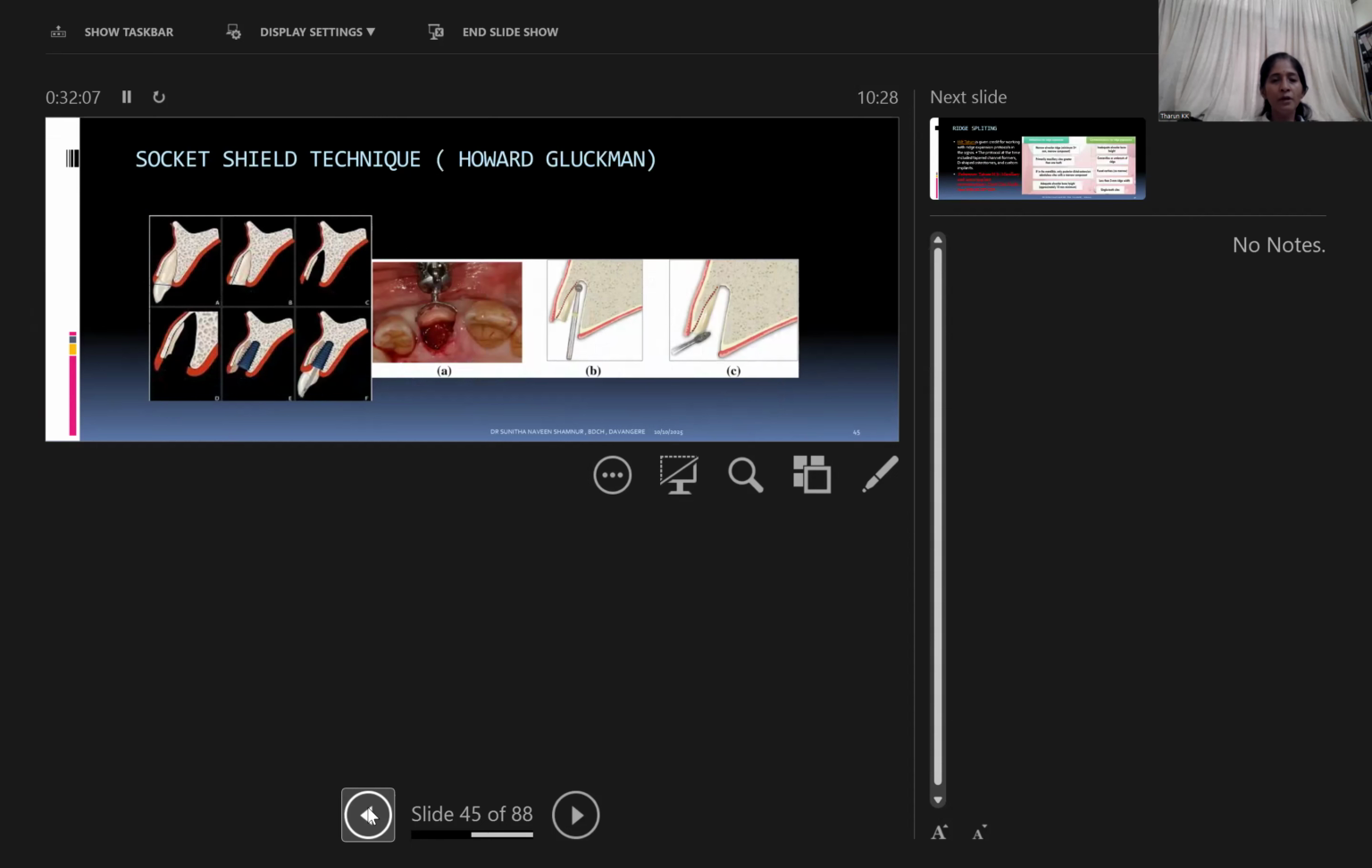This was given by Howard Gluckman, and it has been the most widely used and most scientifically backed procedure whenever you're working in an aesthetic area. Now, when a tooth is indicated for extraction, I'm not going to enumerate the reasons here. You subject the patient to a CBCT, and when the CBCT findings indicate at least 3 mm of buccal plate volume, then you want to create a thin sliver of the labial part of your tooth.